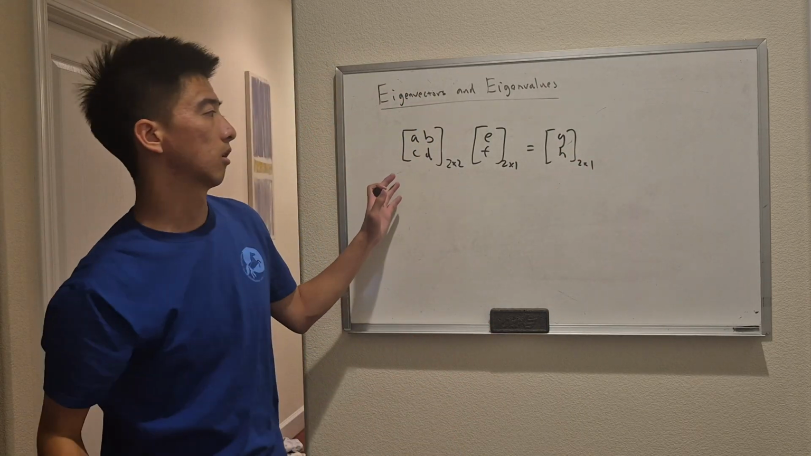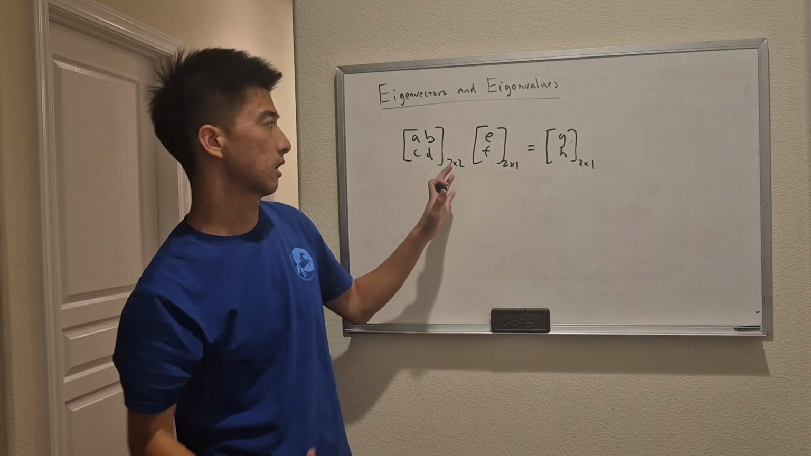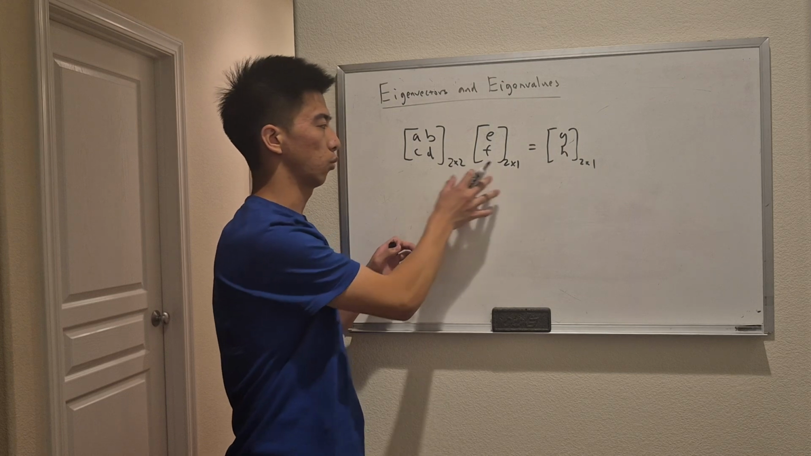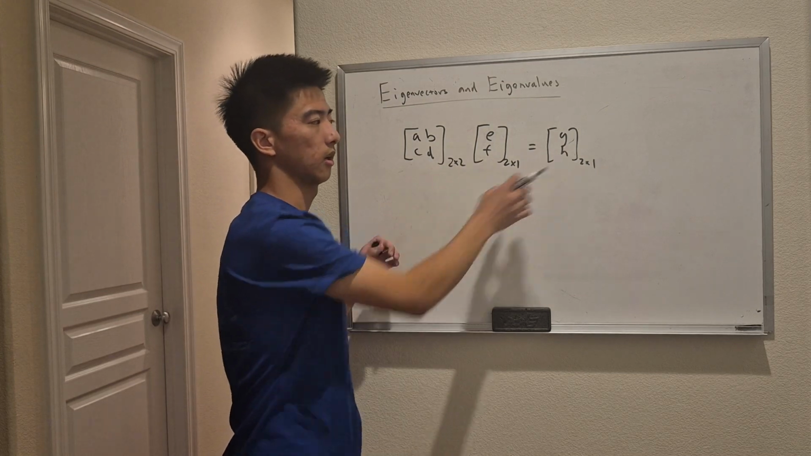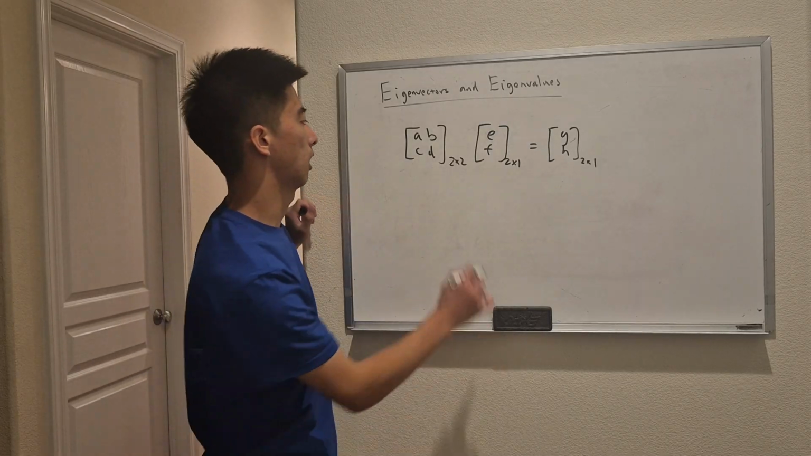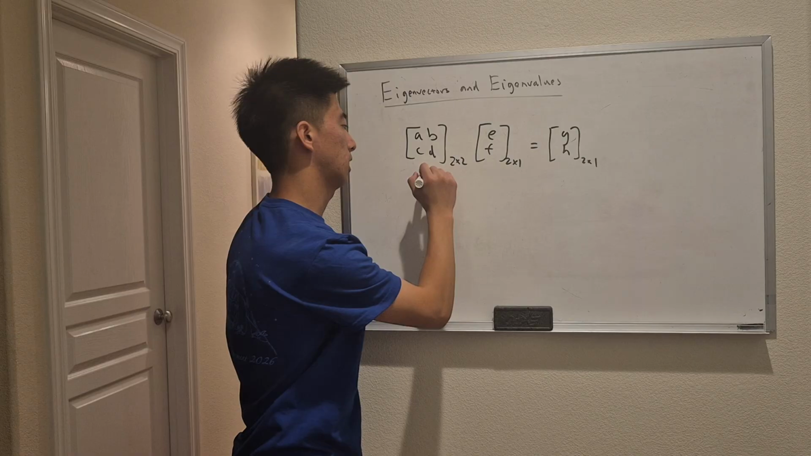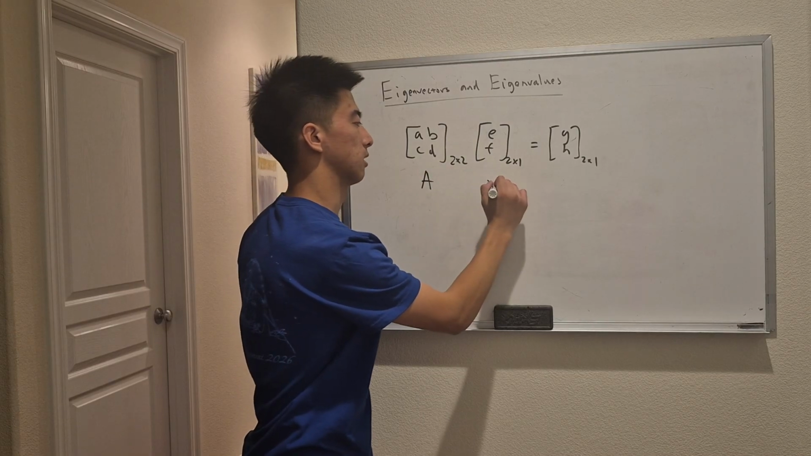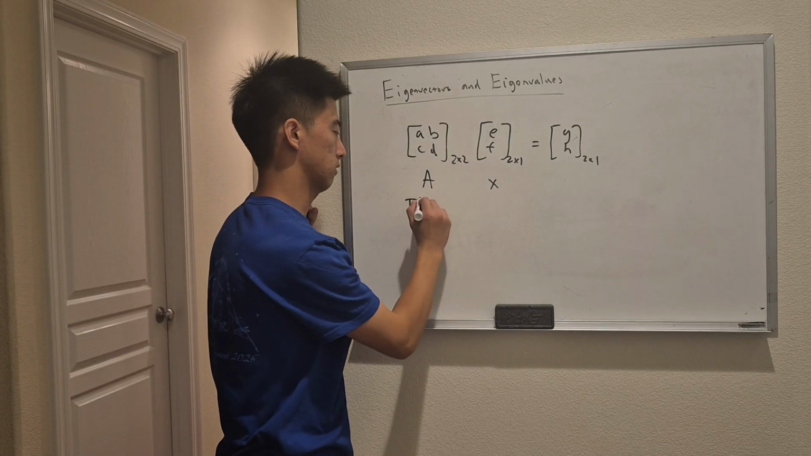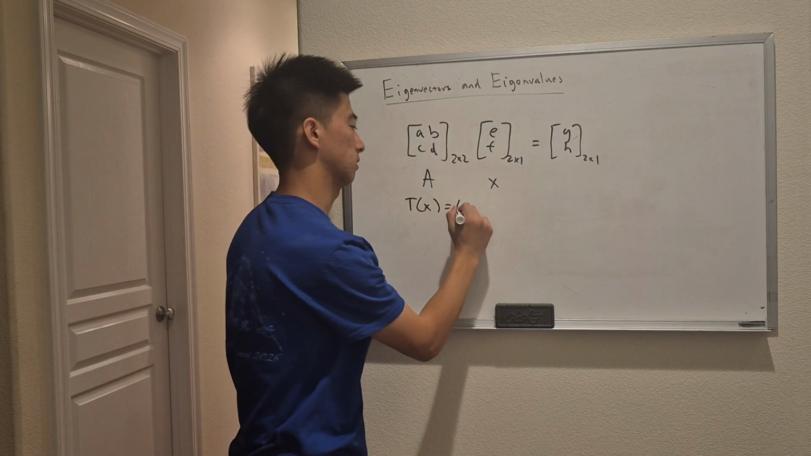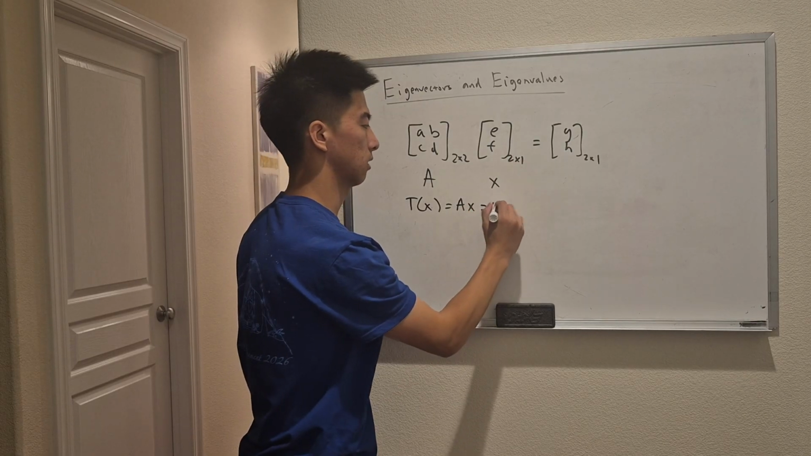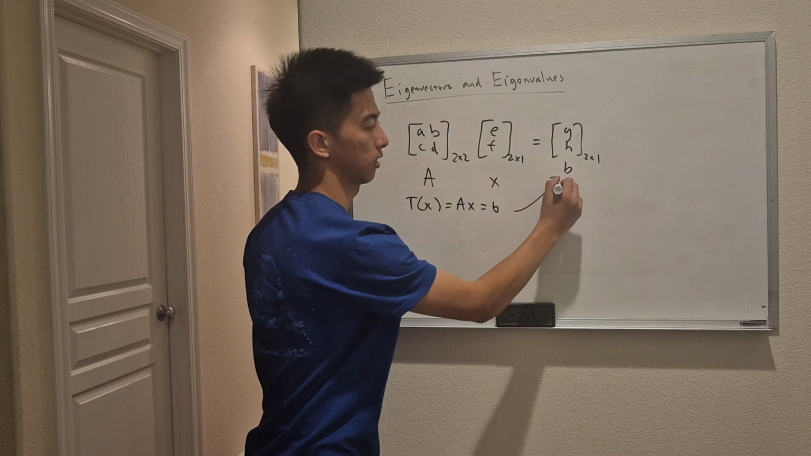And so we can view this as a matrix transformation, where we take a vector, we multiply it by some matrix to get a different vector, also both in 2 dimensions. And so if we call this matrix A and this vector x, then what we're essentially doing is a transformation T of x is equal to A times x, and that produces b, which is our vector here.